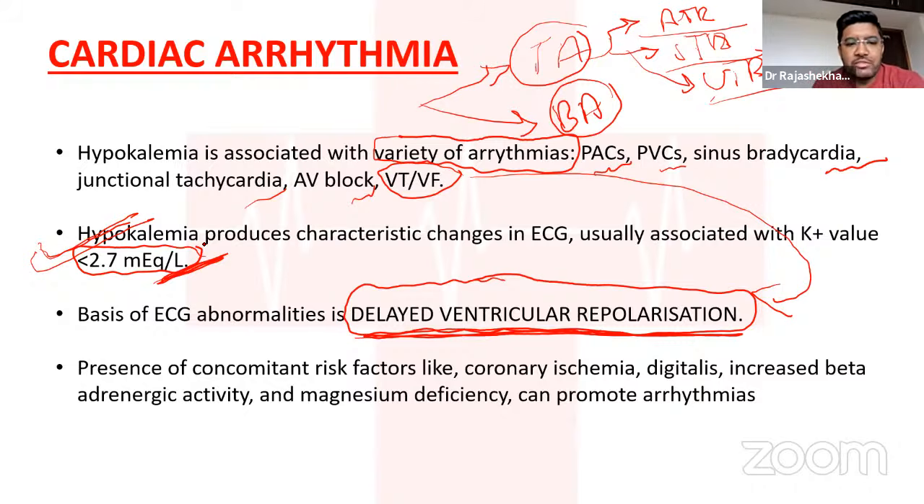And as I told you, the presence of concomitant risk factors like coronary ischemia or any amount of organic heart disease, digitalis, or increased beta adrenergic activity, and magnesium deficiency coexisting with the hypokalemia, can promote the development of these arrhythmias.